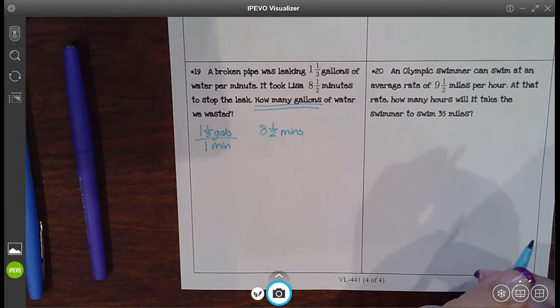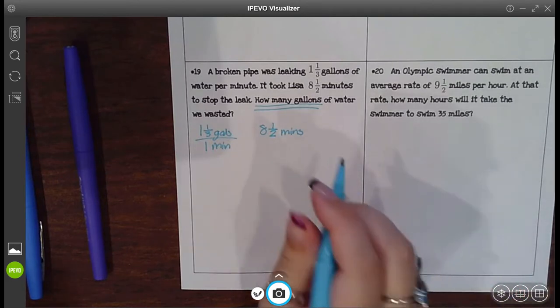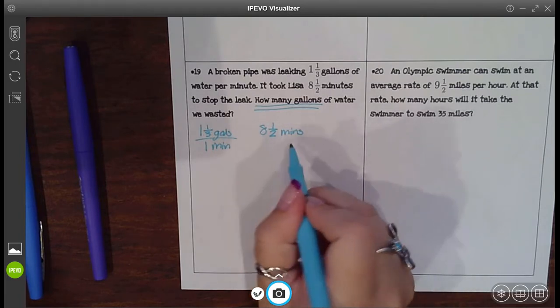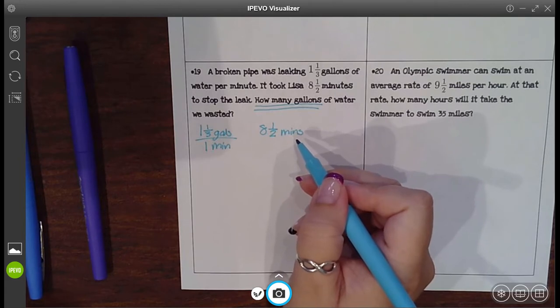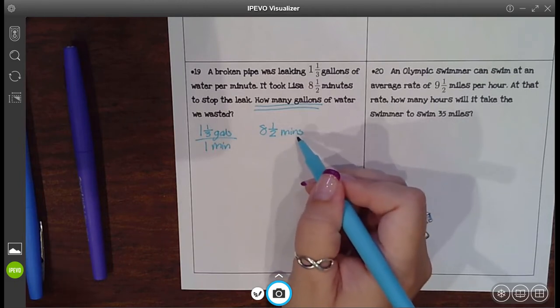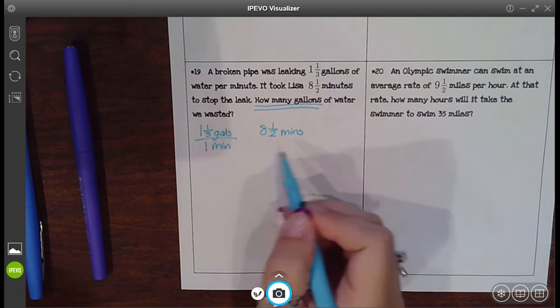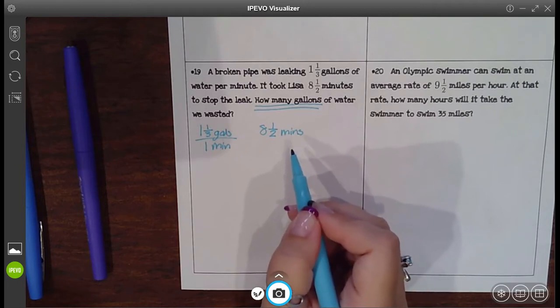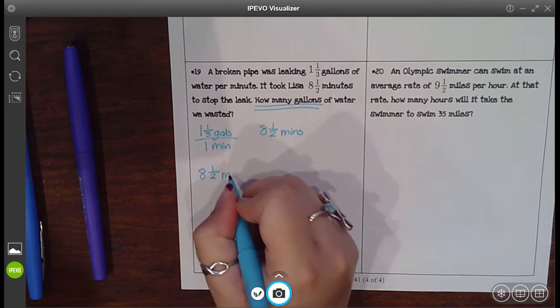When I have problems like these, some of you guys immediately know what to do, and that's great. If you're like me and you struggle, I always know to start with the one that has one singular unit given to me. And units are things like minutes, hours, gallons, liters, miles. Okay, those are units, right? So see how this has one singular unit, just minutes, and this has two units with it, gallons per minute. This is a rate, and this is just a singular unit, okay?